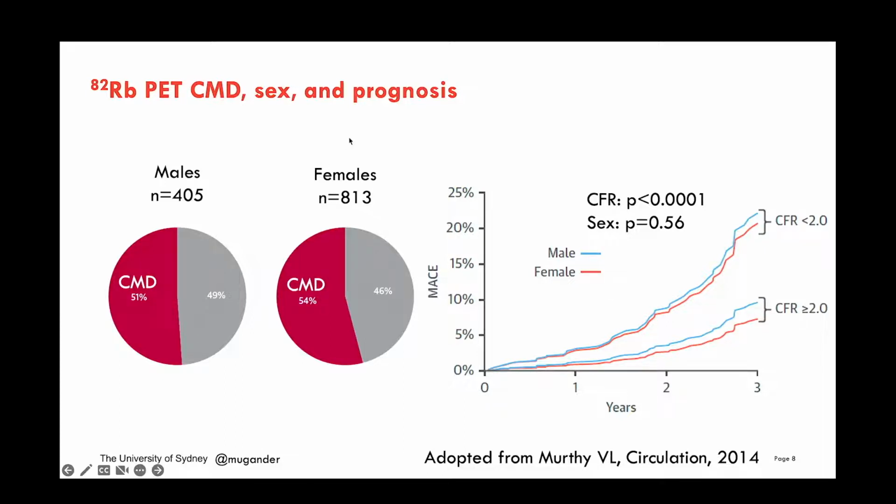Well, here's a sizable study in Circulation back in 2014. Coronary microvascular dysfunction was found in 50% of males, 54% of females, and the prognostic association of having a coronary flow reserve less than 2 compared to one that was over 2 was a marked increase in major adverse cardiovascular events. And so the coronary flow reserve was strongly associated with events, but there was no strong association between males and females. There was no sex difference, as had been postulated by those authors and many others.